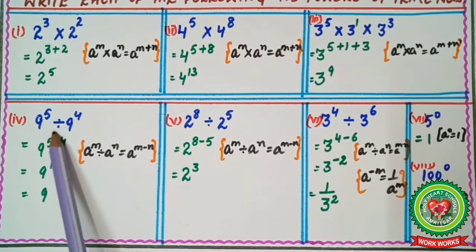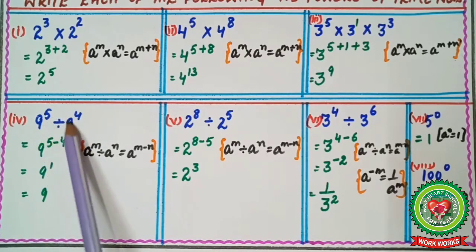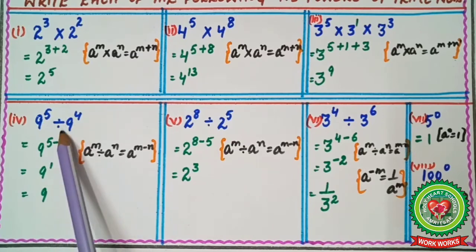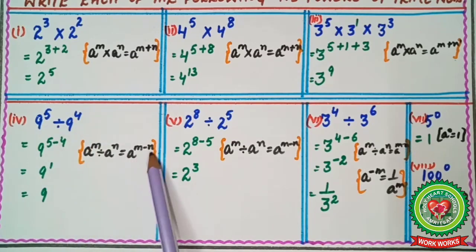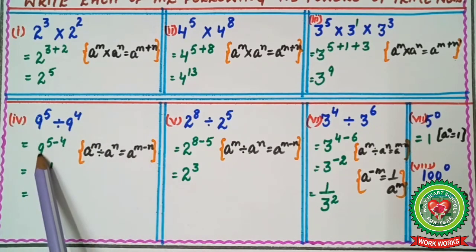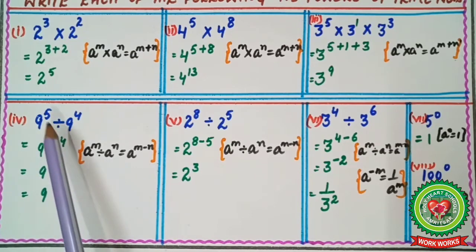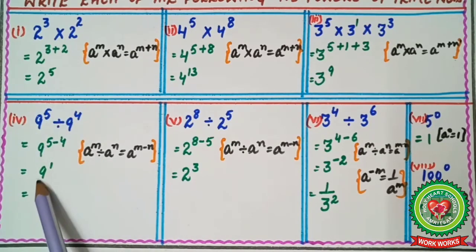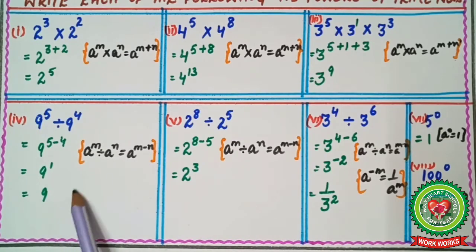But they are getting divided. So whenever the bases are same and they are getting divided, their powers will be subtracted. So you will write here 9 raised to power 5 minus 4, that is 9 raised to power 1. So you can write it only like this, 9, right?